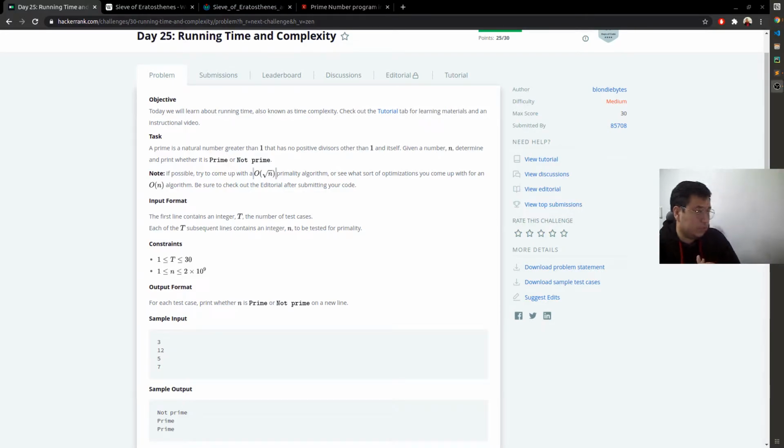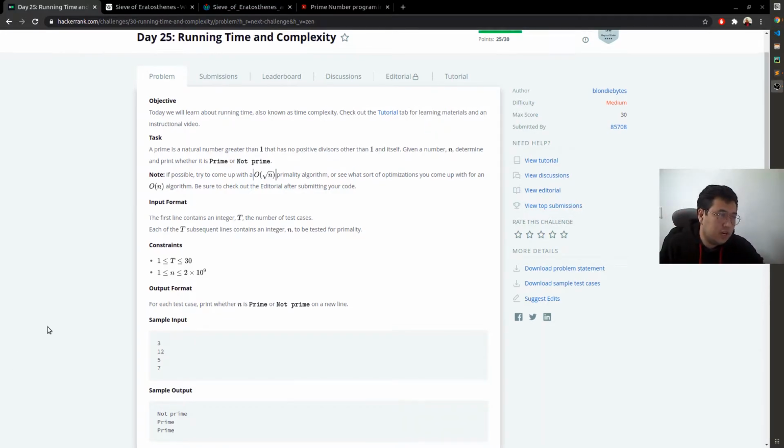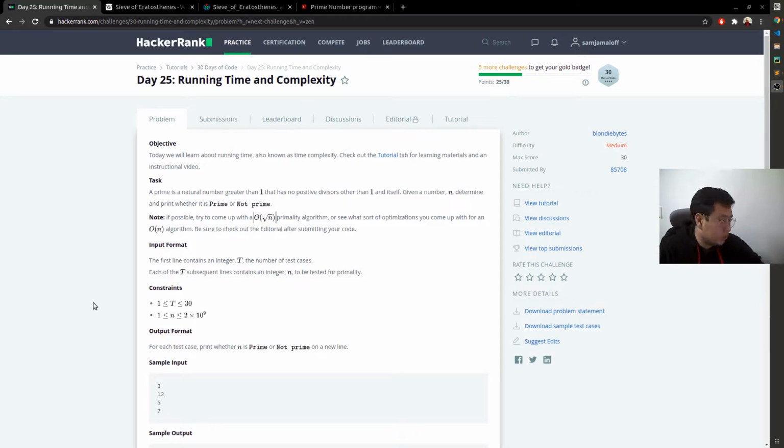So today is day 25, which we are working with time complexity of numbers which are prime and not prime. First of all, what is a prime number and a not prime number? A prime number is just a number that has the divisors of only itself and 1. Yeah, it is a prime number.